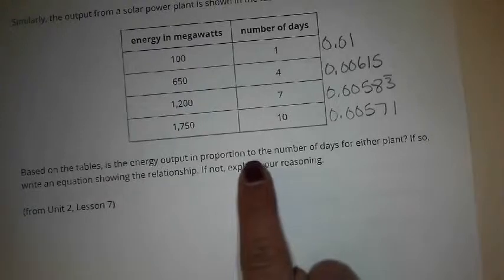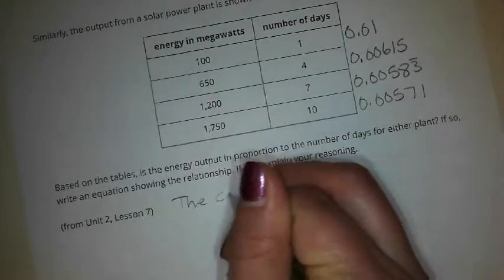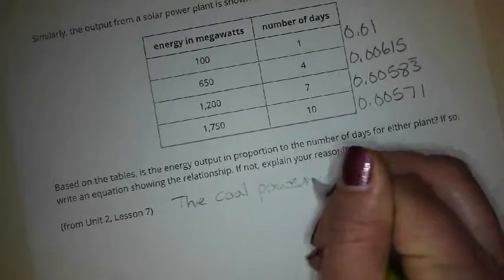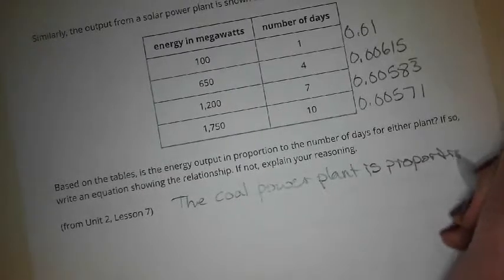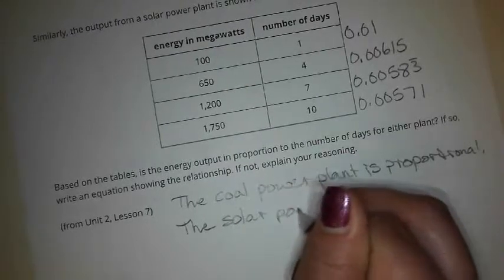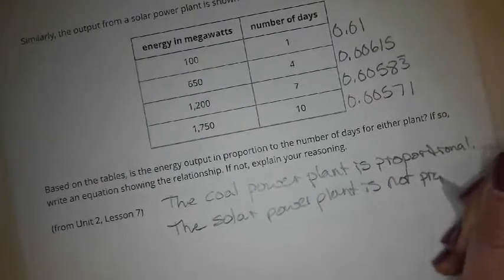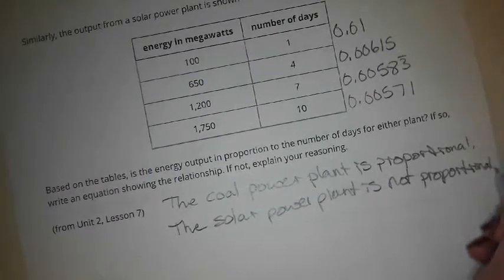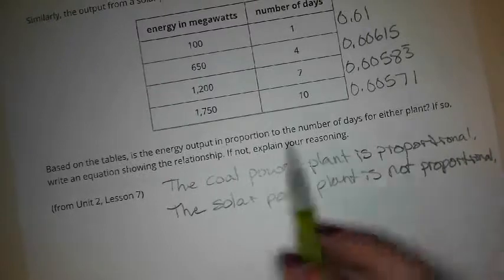So based on the tables, is the energy output in proportion to the number of days for either plant? The coal power plant is proportional. The solar power plant is not proportional. If so, write an equation showing the relationship. If not, explain your reasoning. Right here, these are my reasonings for these.